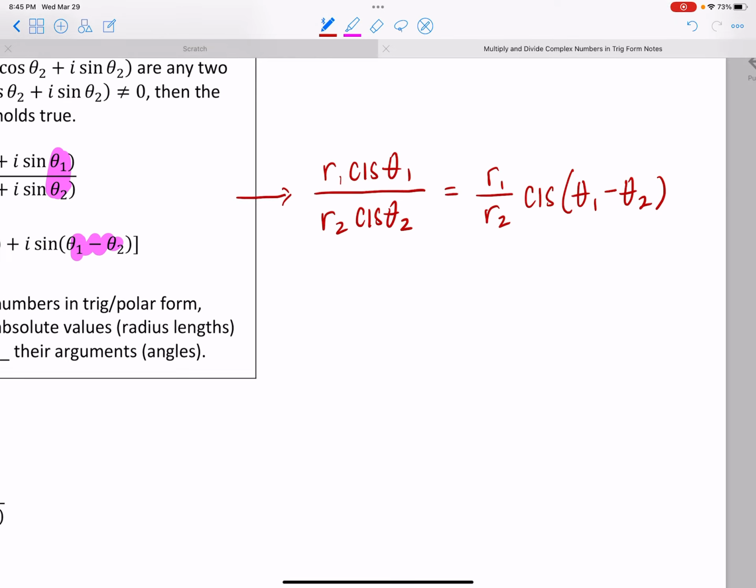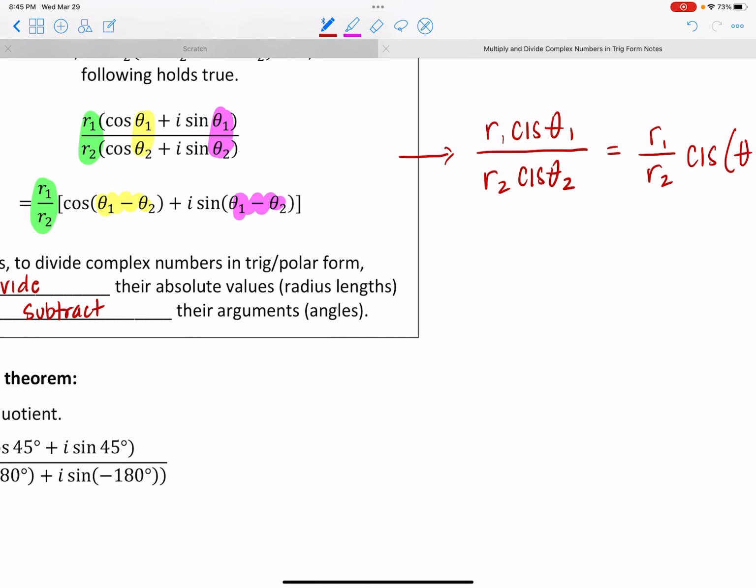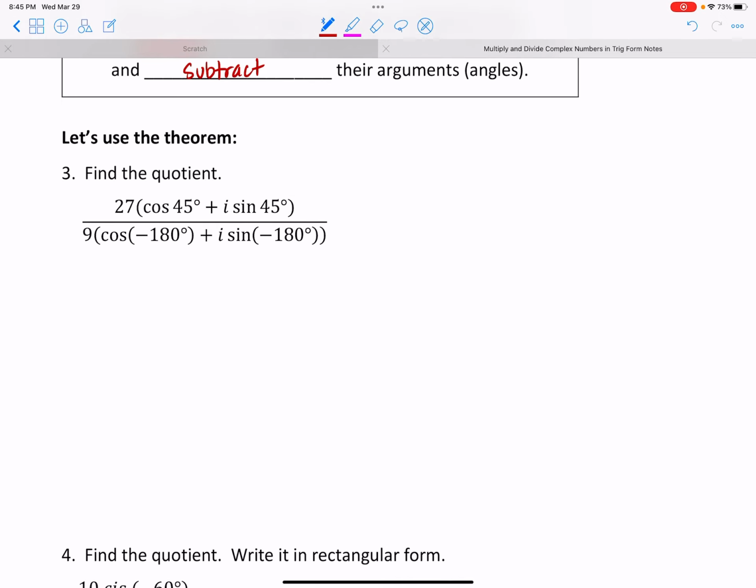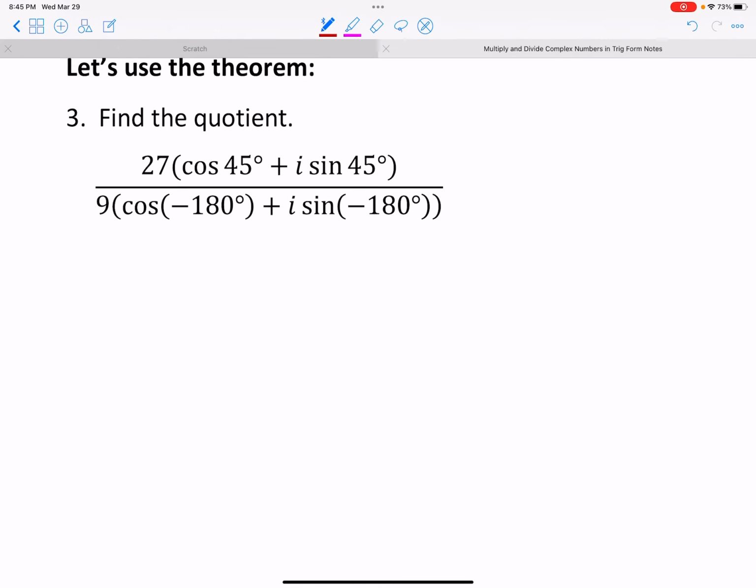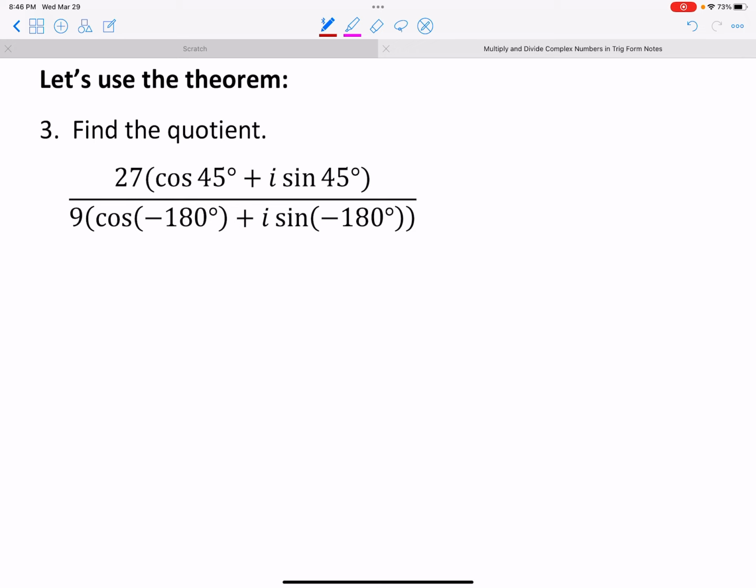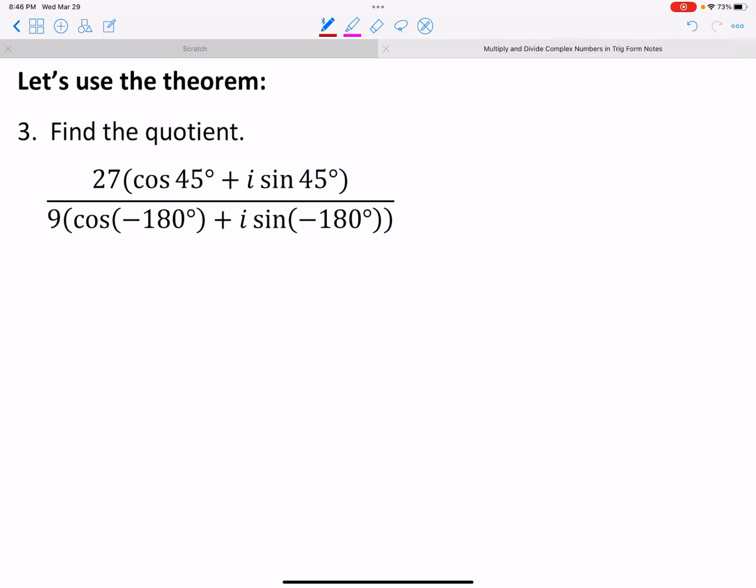So if you like the condensed form, separated form, whatever, just make sure you're connecting addition with multiplication, and division with subtraction. So for example, we're going to find the quotient here. And this one's expanded form. Maybe we leave it in expanded form, maybe we condense it. It's really up to you. And I'll show this to you both ways.